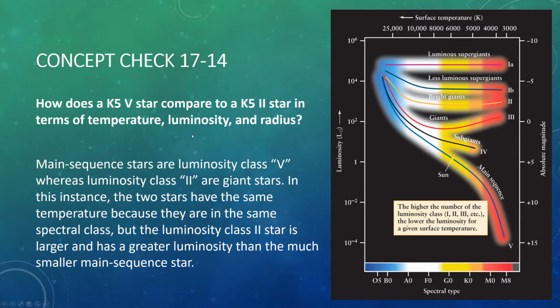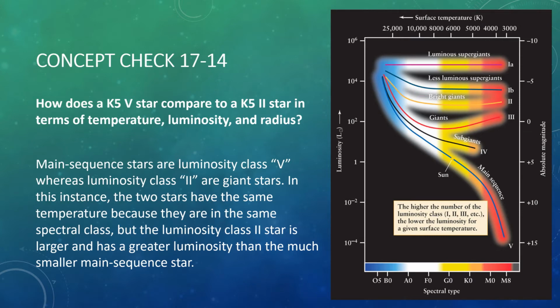What about luminosity? Well, luminosity class 2 is a star that has a bigger radius because we're moving to the upper right and a greater luminosity than the main sequence star. So the K5 tells us that the temperatures are the same, but the V versus the 2 tells us that the K5 2 star is both larger and more luminous. So these kinds of questions are incredibly important, and you'll get them if you're in my class again. Quite sure of it.